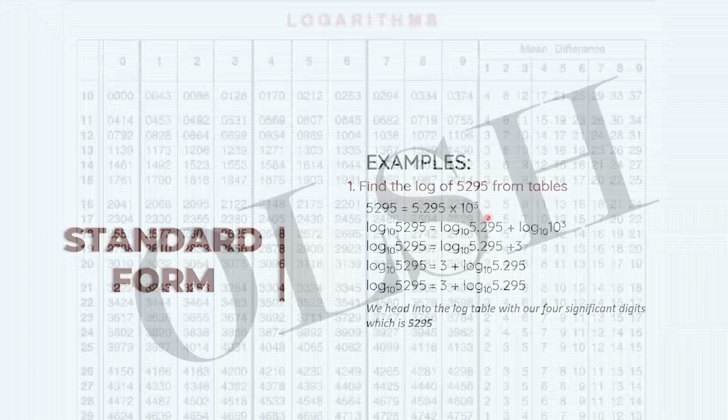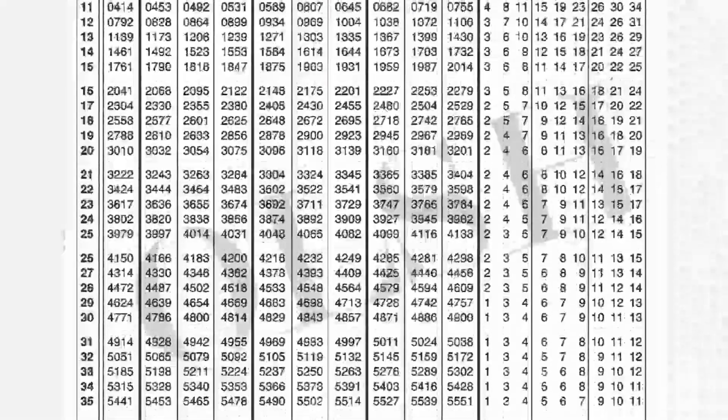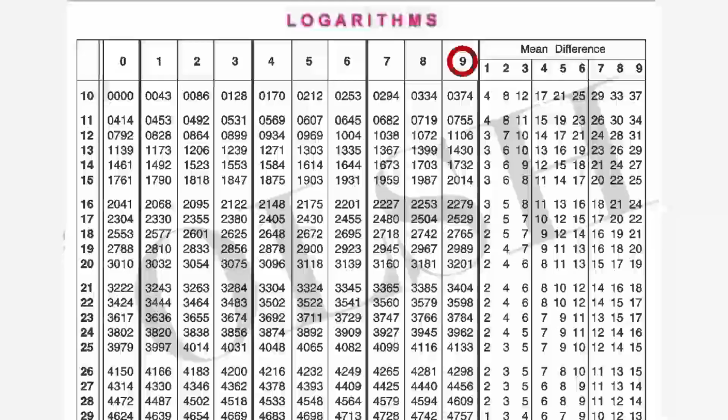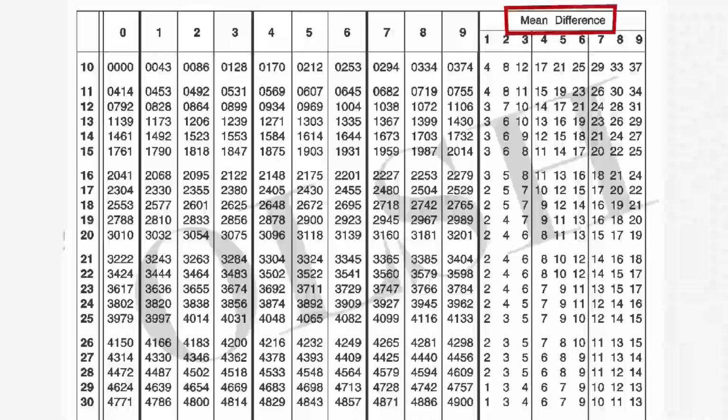So going into the log table, we look for the row that has our first 2 digits, and that's 52. So we look for row 52. Once we get row 52, we look for the column that has our 3rd digit, which is 9. Then we read the cell where column 9 coincides with row 52, and the value in that cell is 7235. Then we read the column in the mean difference section.